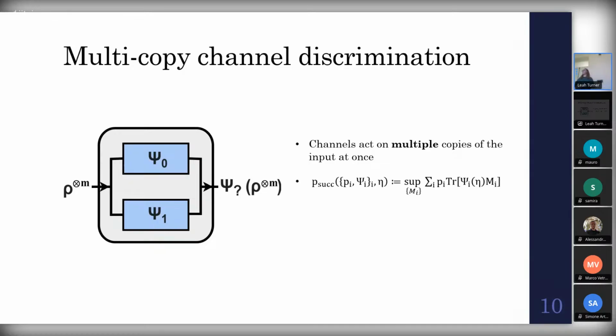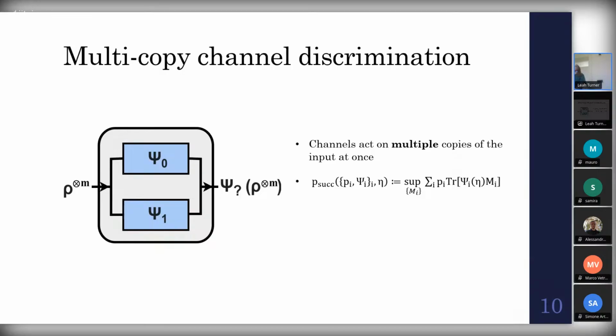So in all these channel discrimination scenarios, what we care about is the success probability of correctly guessing which channel was chosen. So here this is the success probability of guessing between some ensemble of channels using eta as an input state. And this is given in the usual way as the trace of the output against some measurement, and then we take the supremum over all measurements. So we assume that in this sense we can do the best possible measurement at the end.